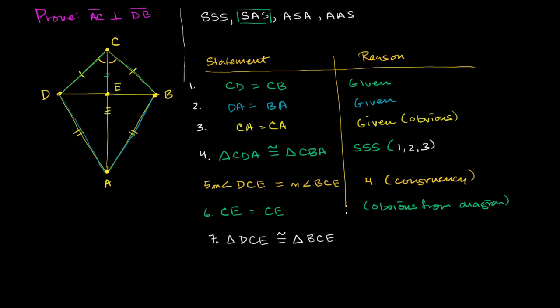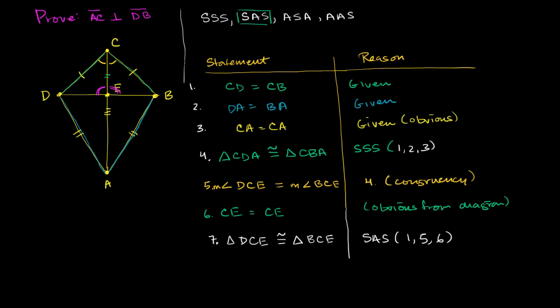And we know this is true by side-angle-side. The information we got: these two sides are congruent from statement 1. Then that these angles are congruent is from statement 5, right over here. And then statement 6 gave us the other side. And if we know that these triangles are congruent, that means that all of their corresponding angles are congruent. So we know, for example, that this angle right over here is going to be congruent to that angle over there. So let's write that down.